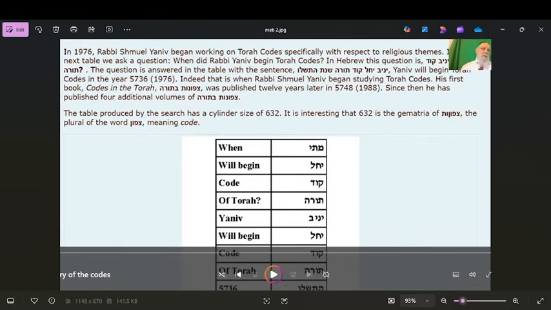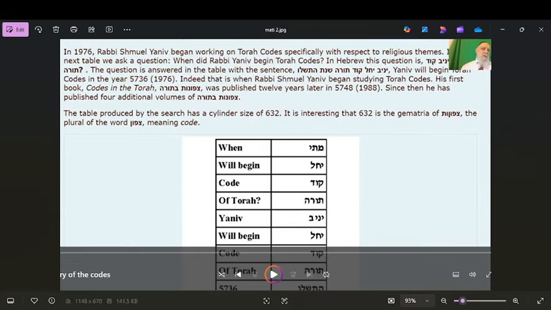So let us see here a table, the first page really, which tells us the following. In 1976, Rabbi Shmuel Yaniv began working on Torah codes, specifically with respect to religious themes. Next table, we ask a question: when did Rabbi Yaniv begin Torah codes?